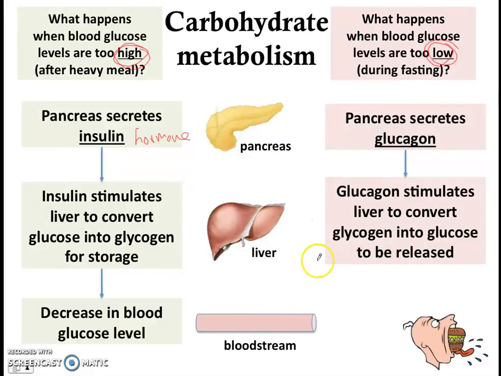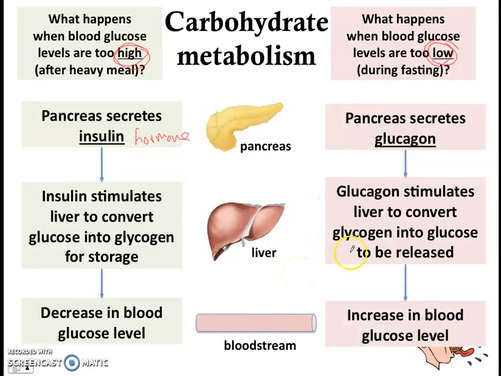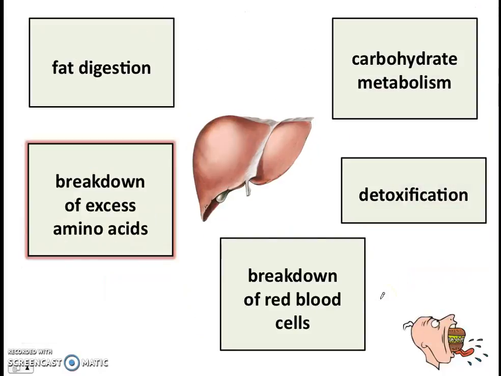So glycogen is broken down into glucose and is released back into the bloodstream, causing an increase in the blood glucose level. So now blood glucose is brought up again so that you can restore the level of glucose in the blood. Otherwise, you'll be faint. Otherwise, the person will just feel very weak. Alright, so that's all for the carbohydrates.